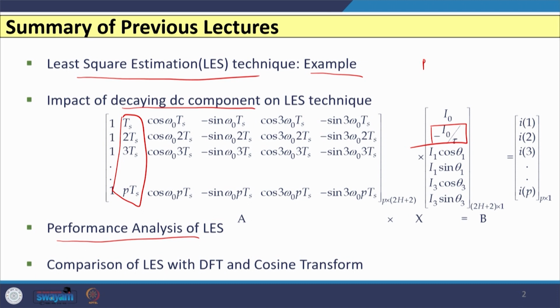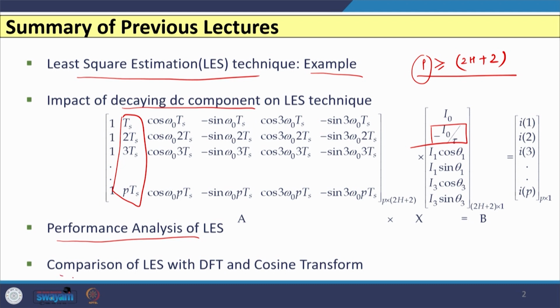We discussed that we need the value of p to be greater than or equal to 2h plus 2. When we have the exact number of samples available with reference to the number of unknowns, we do not get an accurate estimation of the phasor, but as we go on increasing the number of samples available, we will get the exact value of the phasor estimation.